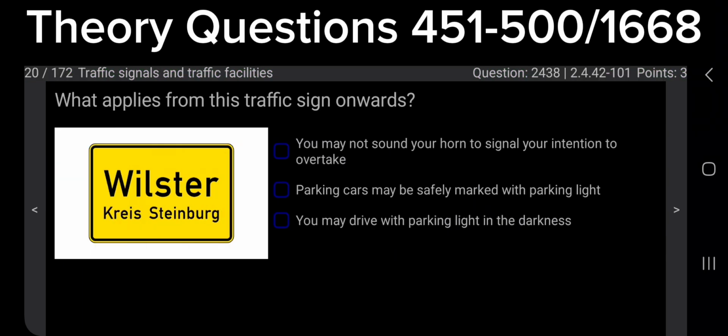What applies from this traffic sign onwards? You may not sound your horn to signal your intention to overtake. Parking cars may be safely marked with parking light. You may drive with parking light in the darkness.